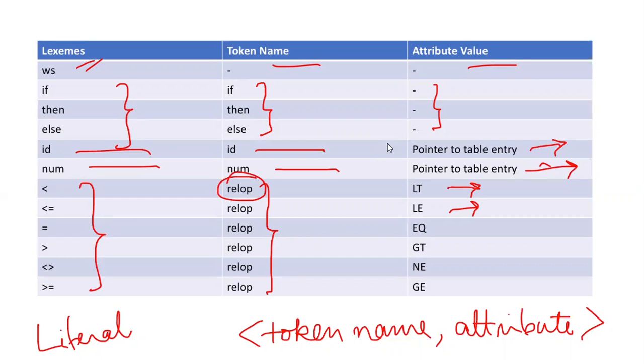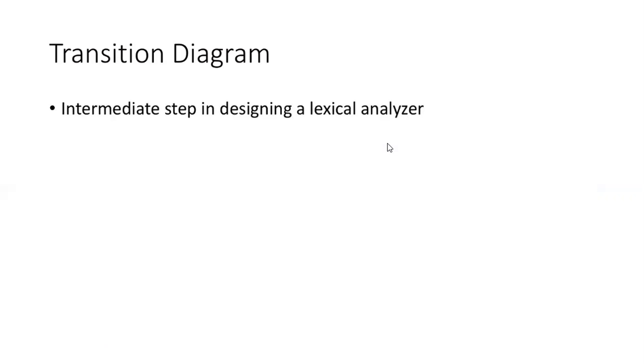Okay, so now let us come back to a transition diagram. As I said, a transition diagram is an intermediate step in designing a lexical analyzer, and you can think of it as something like a flow chart. It doesn't have all the concepts of a flow chart, but the idea is the same.